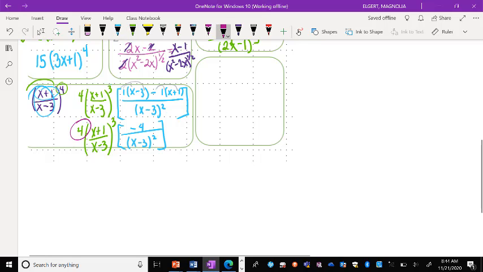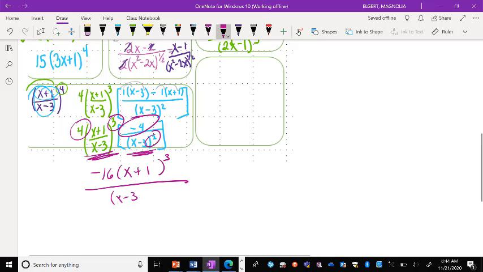First, this 4 and this negative 4 are coefficients, so let's multiply them. So we get negative 16. The numerator has x plus 1 cubed. I'm just going to write it x plus 1 cubed. The denominator, notice this is x minus 3, this is x minus 3. This one is to the 3rd, this one is to the 2nd. When you're multiplying monomials with their exponents, you add. Same thing with this binomial. So this is going to become x minus 3 to the 5th. That is your answer.